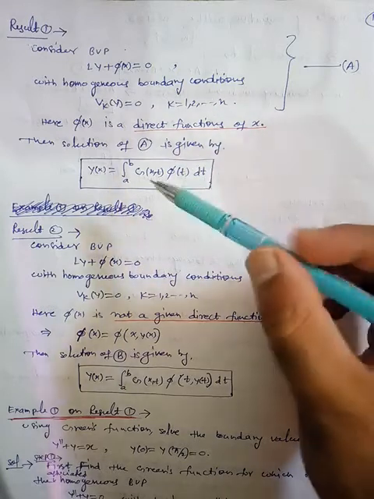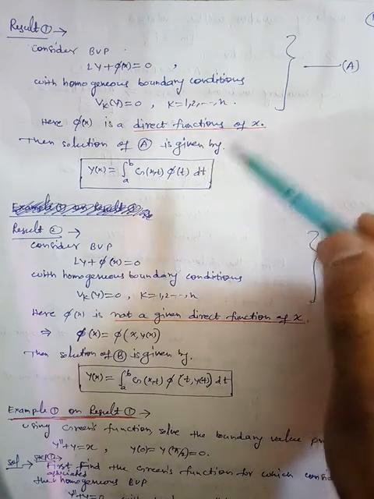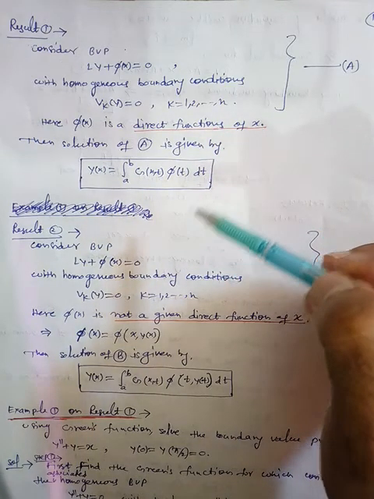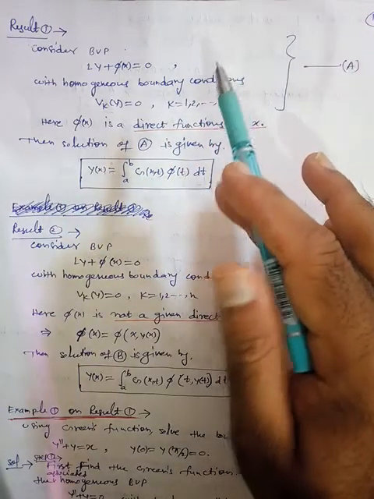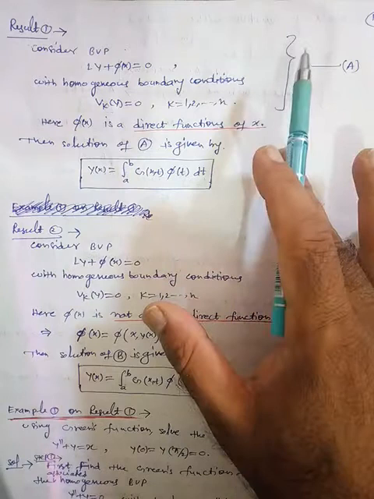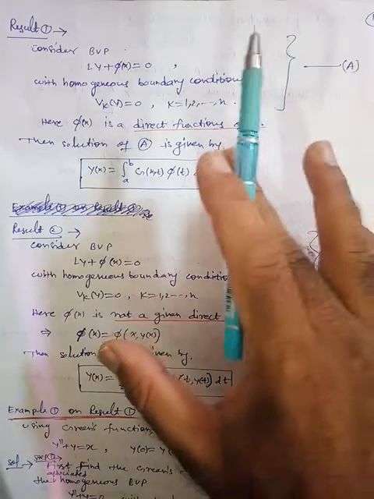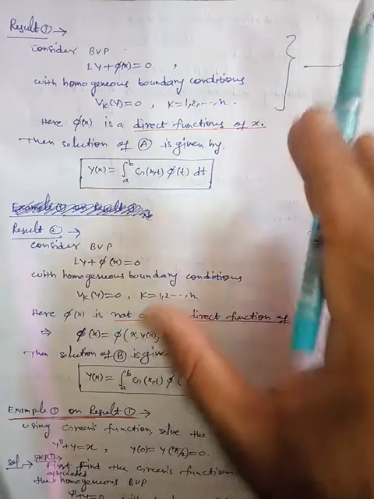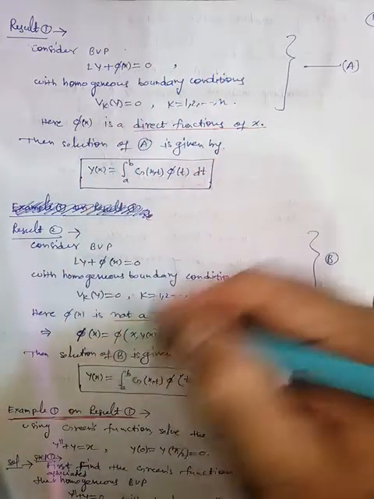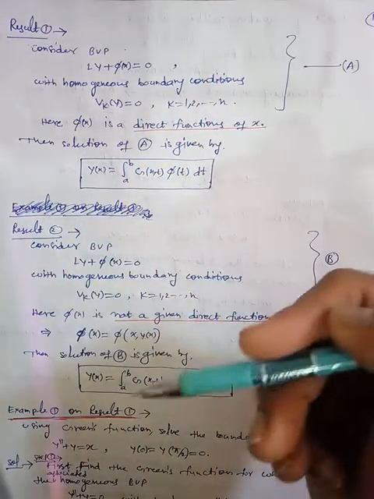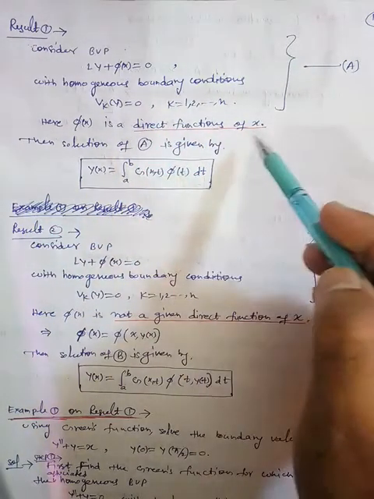But if phi x is a function of, say, x and y, then this is known as an indirect function. Okay, this is not a direct function. Phi is in terms of x and some y, where y itself is a function of x. That means phi is not a direct function of x, this is an indirect function of x. So the first result is based on the direct function of x.